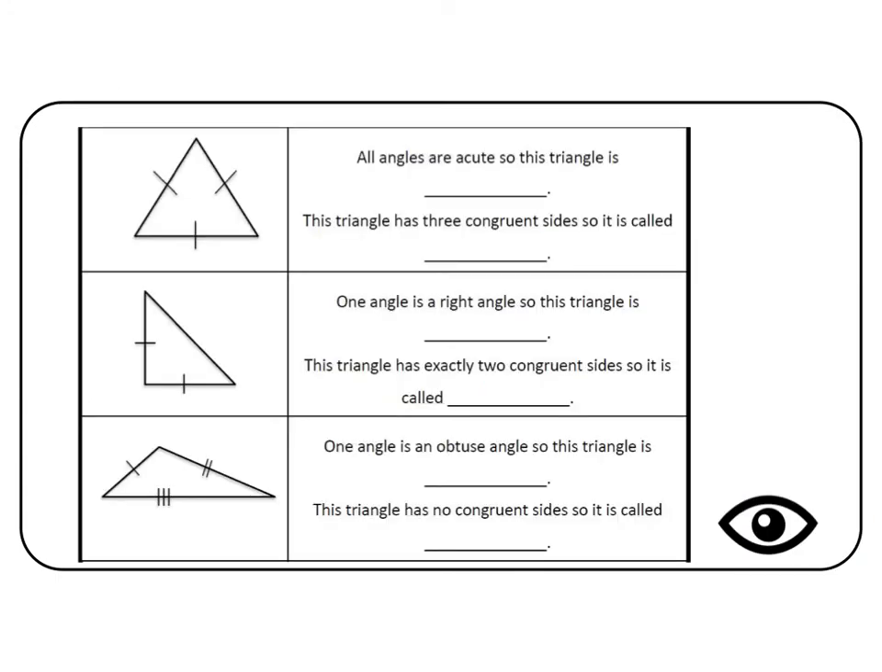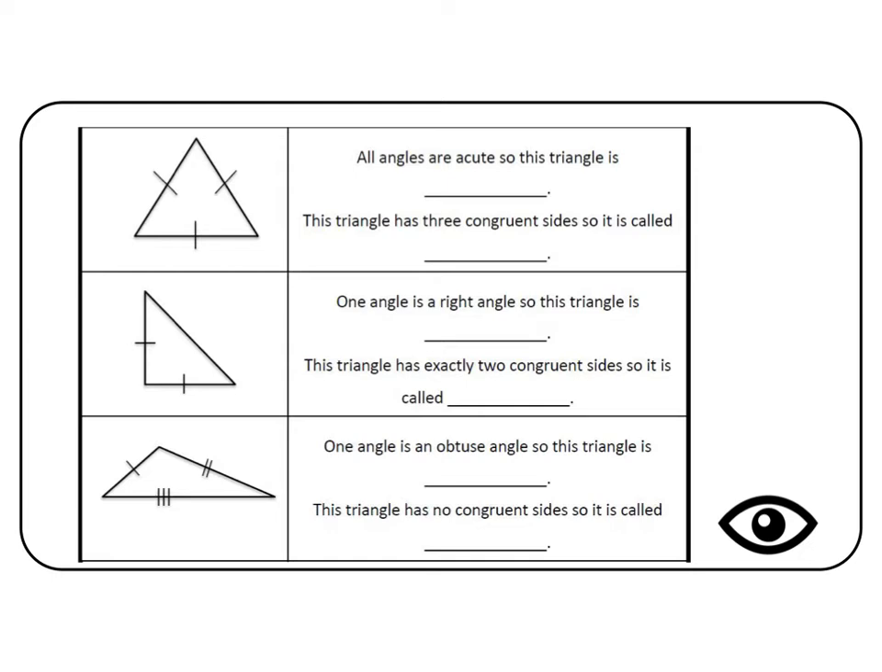All right, friends. Like I said, yesterday we talked about triangles when we looked at their angles. Today we're going to look at their sides. We can actually give triangles 2 names, one based on their angles and one based on their sides. Let's practice this with me.